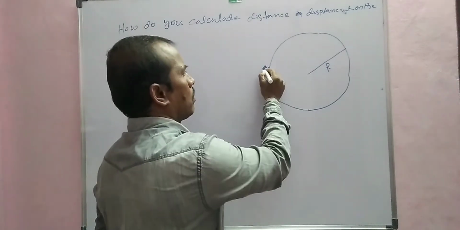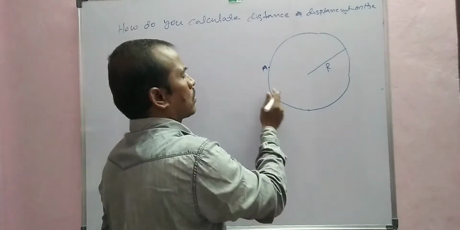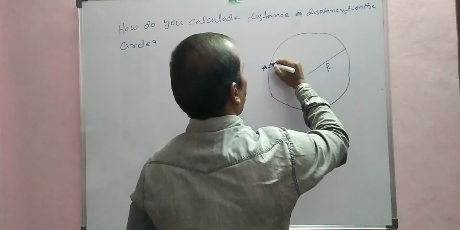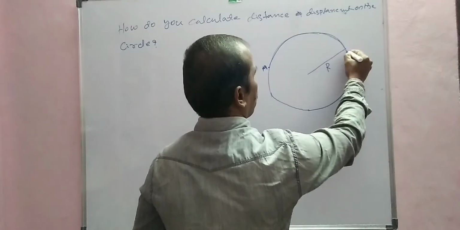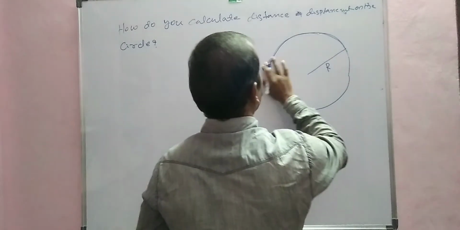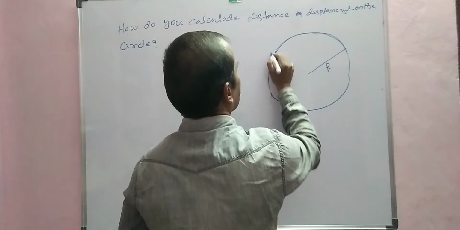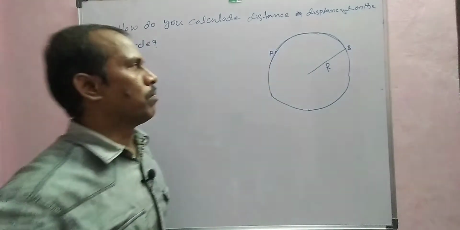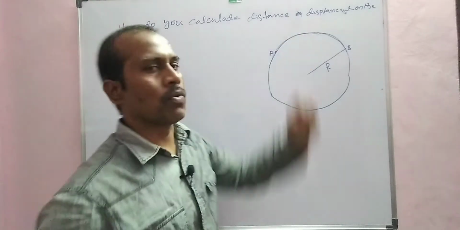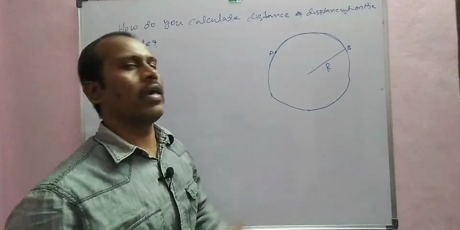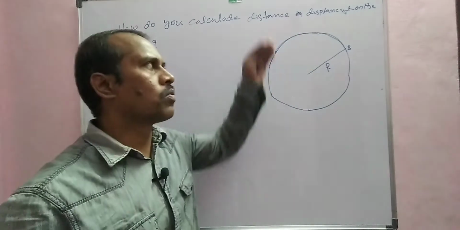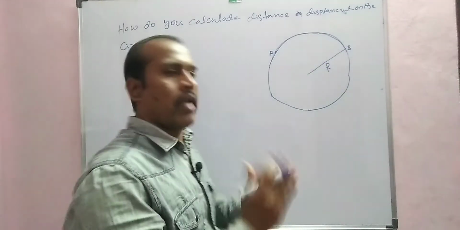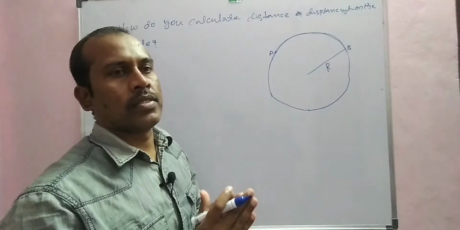Suppose the person is at point A and moving over a curved path to reach point B. This A is the initial position of the person, and he moves along the curved path to reach point B. Now find the displacement and distance.